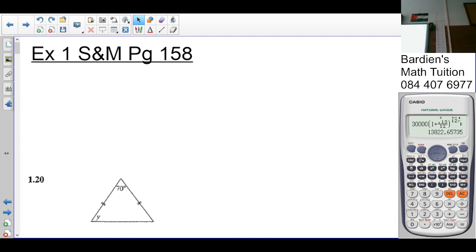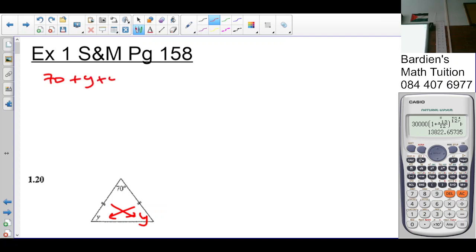Look at 1.20. I'm going to calculate angle Y. This angle is equal to what? 70 or Y? Y. The reason? Angles opposite equal sides.